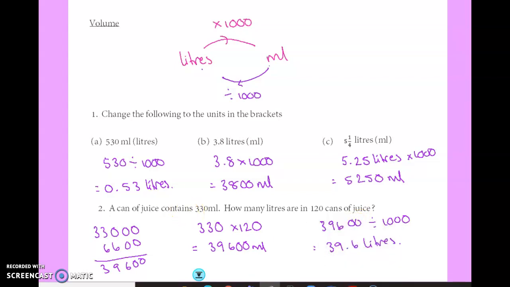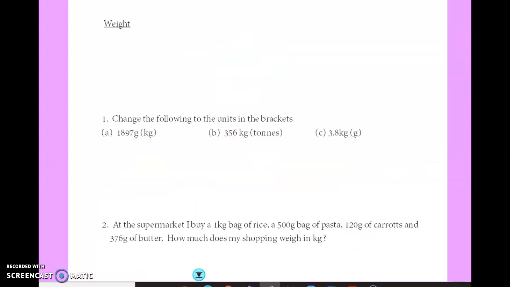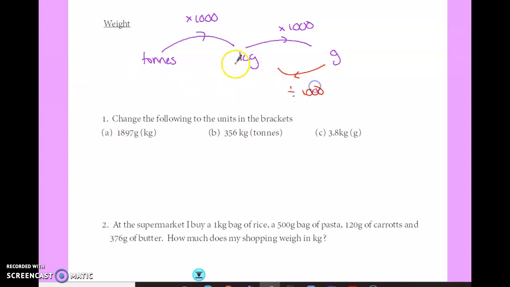Okay, let's try weight for the last one. The weights that we're interested in, again, there's more of them. We can go further up and further down, but we're going to look at tonnes, kilograms, and grams. And like volume, it's all very straightforward. It's all in terms of 1,000. There's 1,000 grams in a kilogram. There's 1,000 grams in a tonne. So if we're going this way, we're timesing by 1,000. If we go back the other way, we're doing the opposite. Opposite of timesing is dividing. That's terrible handwriting. I do apologise.